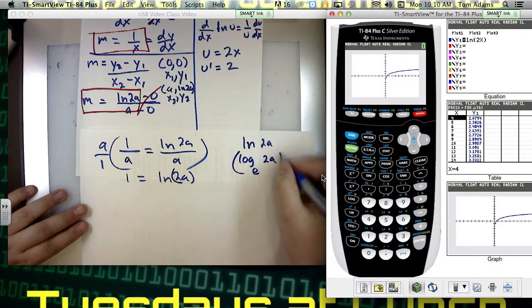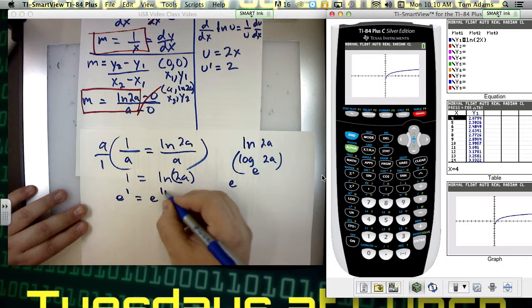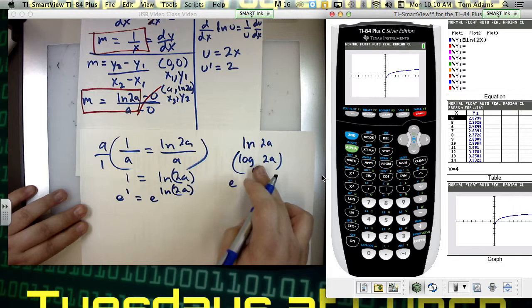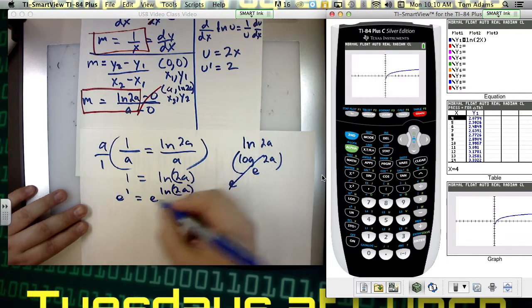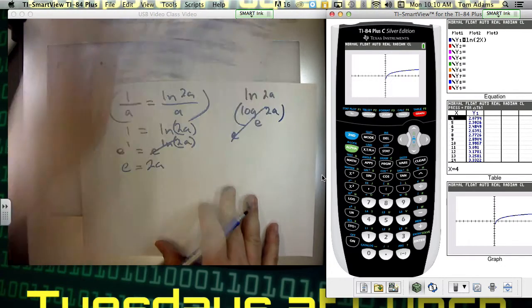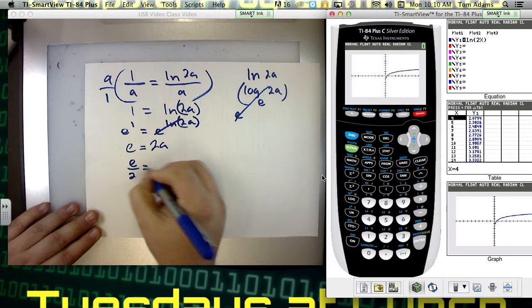Which, if I take this whole thing and I raise it to the e, they cancel because it's the same base. And so what I'm left with is just 2a. So if I say e to the 1 and e to the natural log of 2a, because the natural log is the logarithmic function of e, these cancel out. In other words, this cancels out, and I'm left with e equals 2a. Now, if we're going to solve for a, I get that a is equal to e over 2.